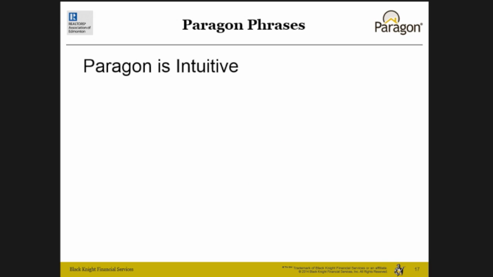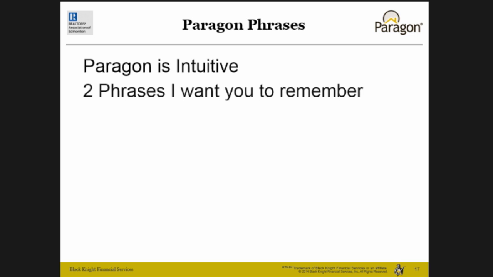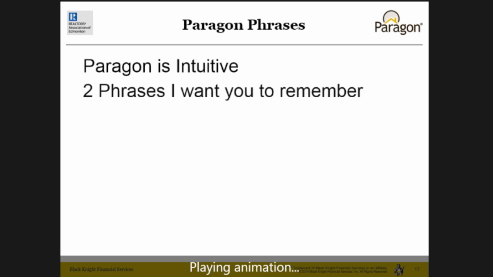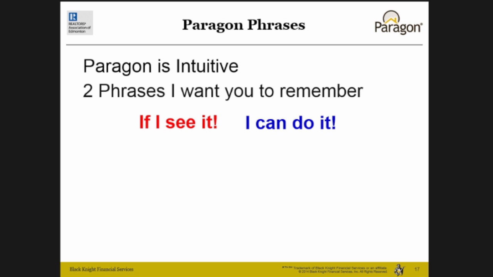Now, I believe Paragon is intuitive. In other words, as you look at it, it will self-direct you on how to use it. And because of that, I would like to recommend to you the following two phrases. The first one is, if I see it, I can do it. It may sound motivational, but it really is how Paragon works. By looking at the buttons, you can see what you can be doing. So if you want to do a search, you click on searches. If you want to work on contacts, you click on contacts. Once you get inside, you're going to have a toolbar that is very clear on the functions that are contained there.